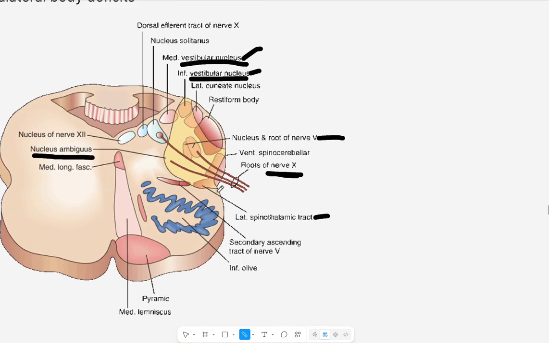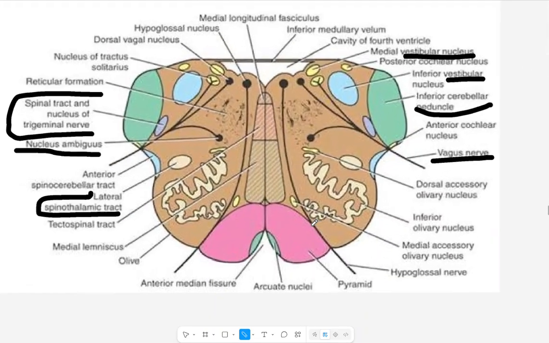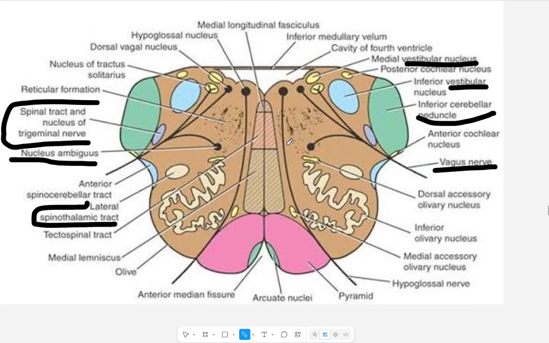Another thing, you're also losing the lateral spinothalamic tract, right? Okay, so this is Snell's picture. I've taken this from Snell. So what are you losing here? Can you see that this is your nucleus ambiguus? This one, this is your nucleus ambiguus, right? On Snell. You lose that. You lose your lateral spinothalamic tract here. So this is what you lose here. You also lose your vestibular nuclei here. This one also you lose, right?